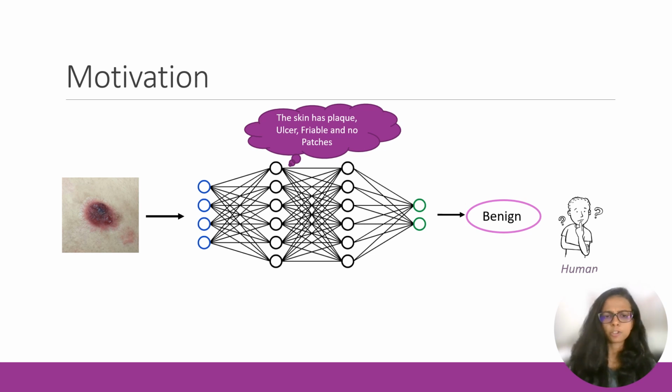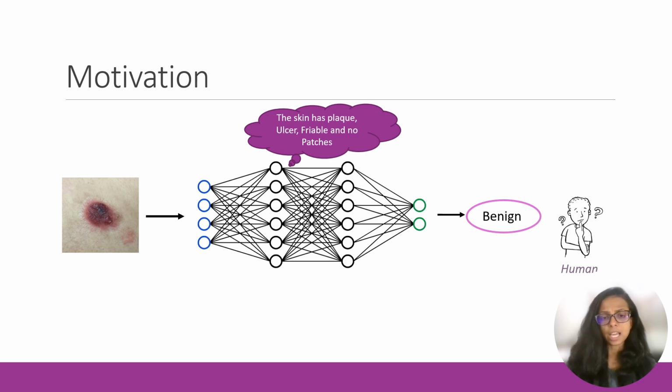Now, imagine a medical professional who would look at this image and be able to recognize some patterns in the image. These patterns include either ulcer, friable, no plaques present, and this helps them predict that the image is a benign image. Now, given how opaque these models are, how do we make a machine learning or a neural network reason the way humans reason?